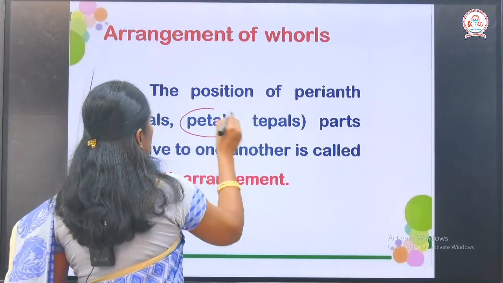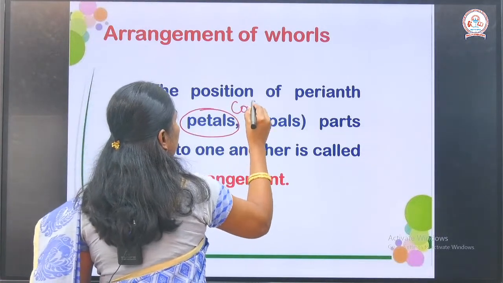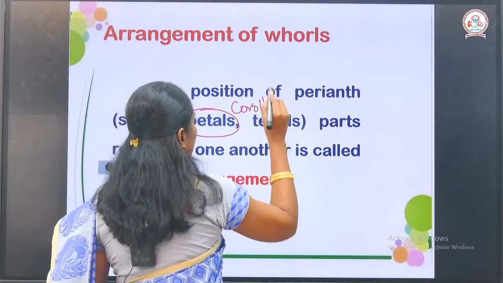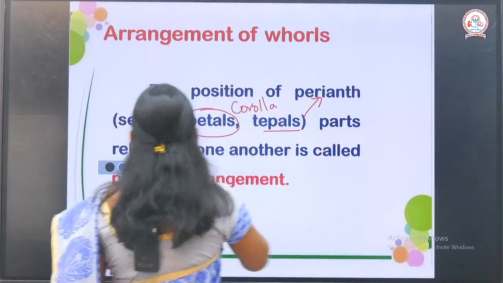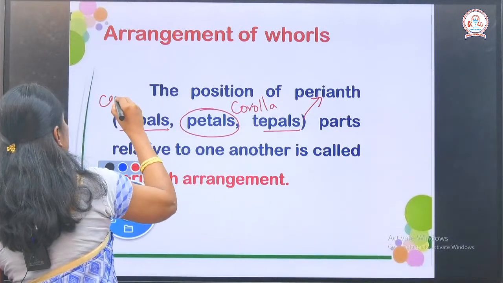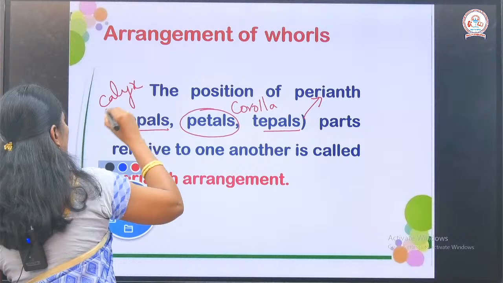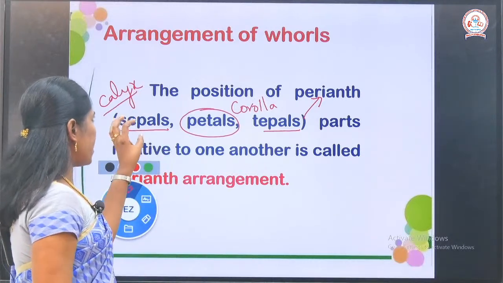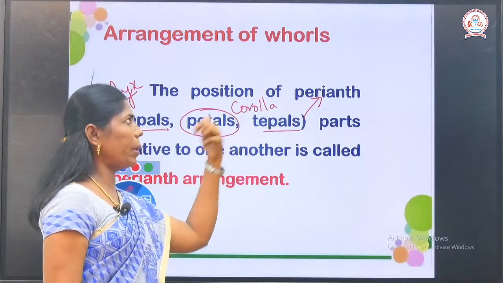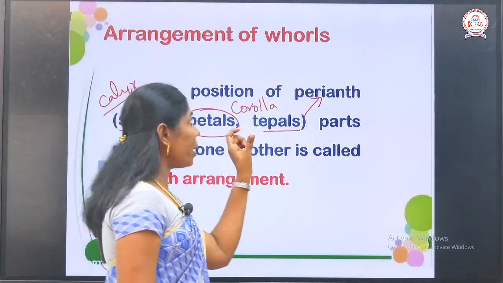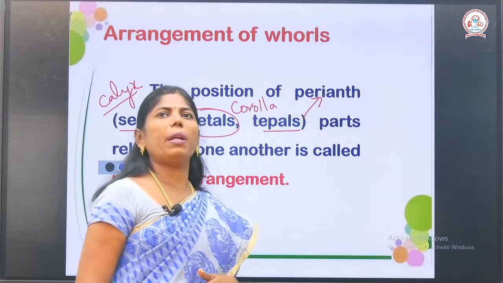So there is a petal, each segment of the corolla. So this is a tepal, that is a perianth, and sepals, that is a calyx. Already I explained that a number of sepals together form a calyx, a number of petals together form a corolla, and a number of tepals together form a perianth.